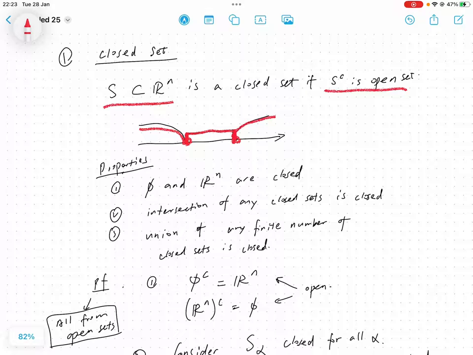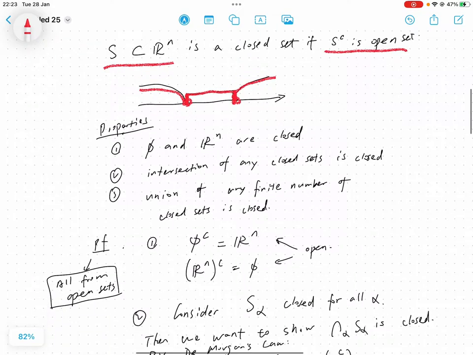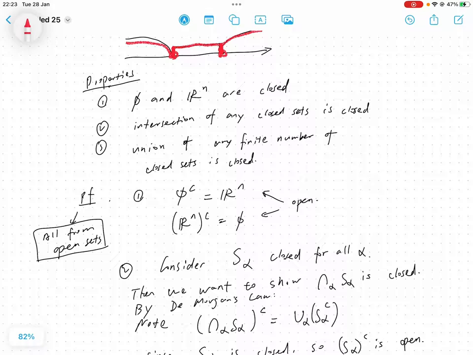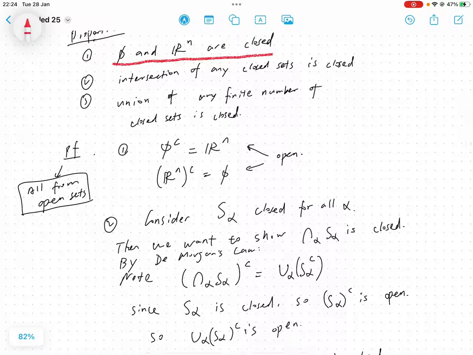Okay, so we have very similar properties that we saw before when we introduced the open sets. The first is that the empty set and the Euclidean space itself are closed. Remember that we said that those are open, right? So now we're gonna say that those are closed as well. The second is that the intersection of any closed sets is closed, and the union of any finite collection of closed sets is closed.